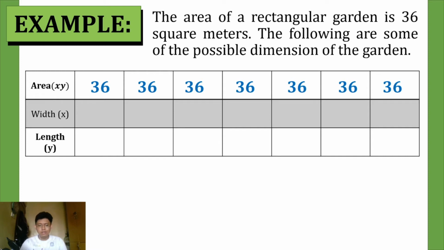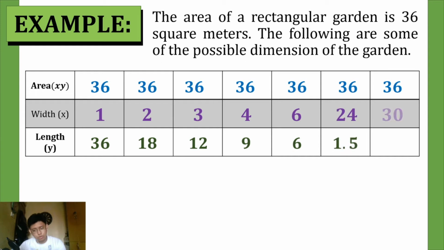Okay, next is our width. If we have a width of 1, the length will be 36. And if we have a width of 2 meters, we will have a length of 18. If the width is 3 meters, we will have a length of 12. To get the length, we simply divide 36 by our width, to get the length, which is 9, and so on and so forth.